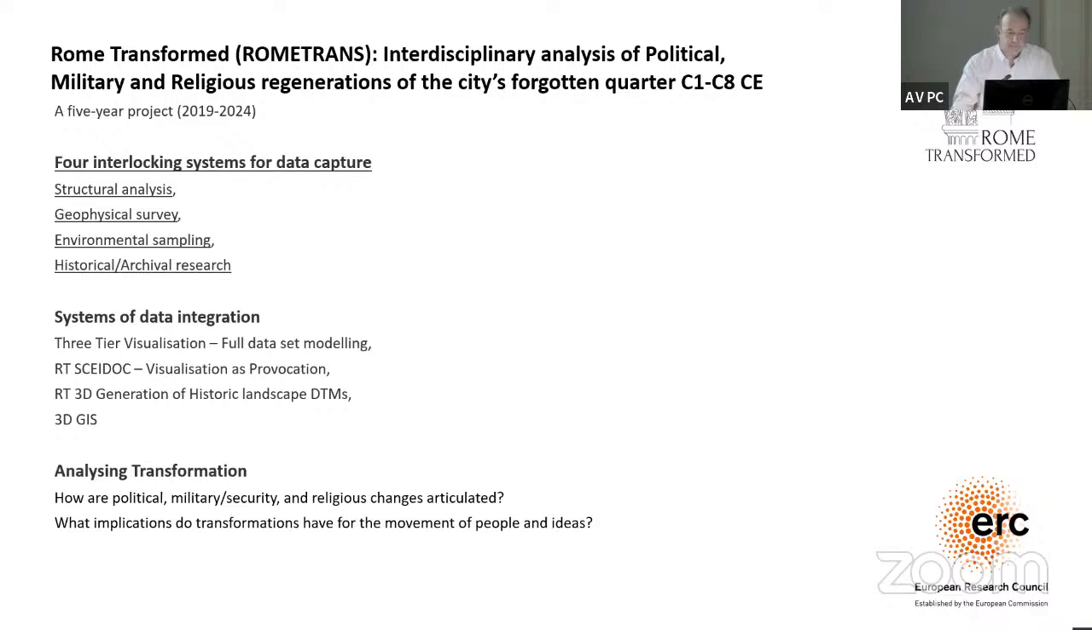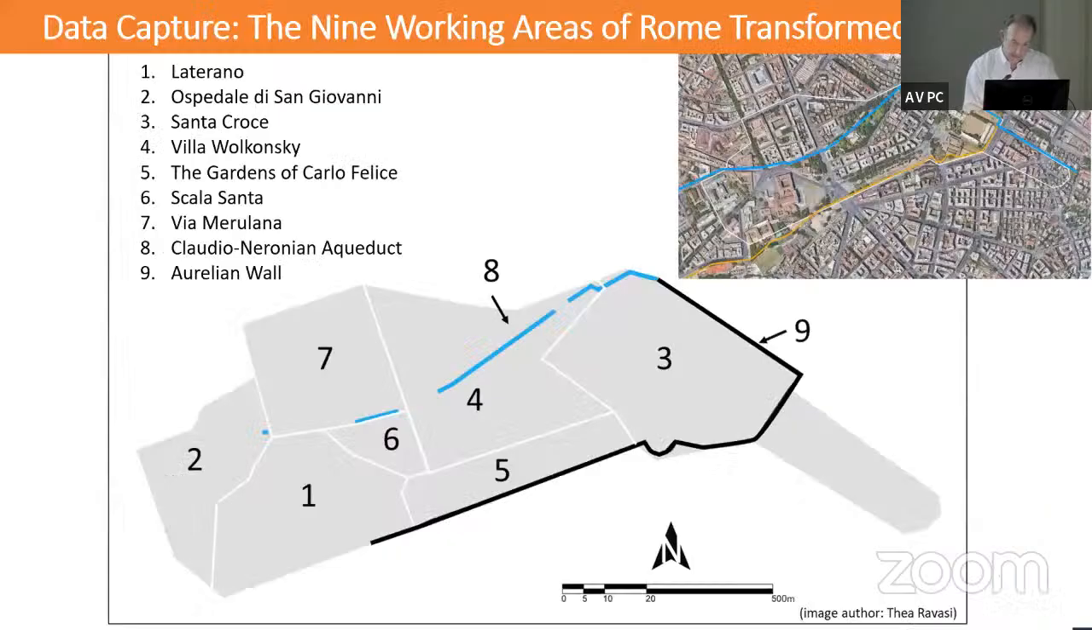So the four interlocking systems for data capture, I think one of the most important things to note is this is largely non-intrusive work. So we work on structural analysis, geophysical survey, and this is the largest archaeological geophysical survey ever undertaken in Rome, a program of environmental sampling, and an extensive program of historical and archival research. So although we are not actually digging, we are certainly getting above ground and underground and grubby quite frequently in our quests for data. The area, some 68 hectares, includes quite an array of significant archaeological sites, many of them inaccessible to the public and quite a number subterranean.